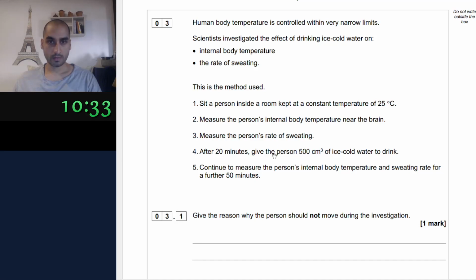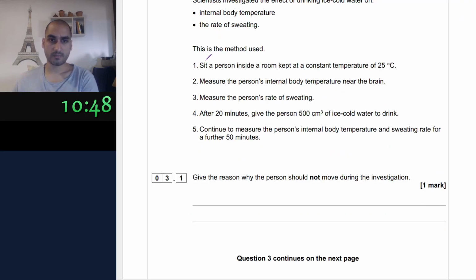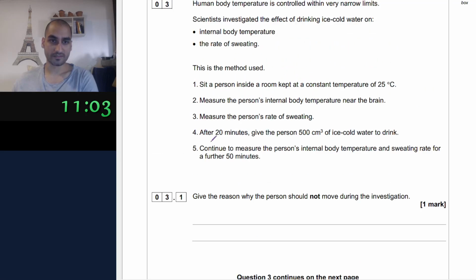Okay, human body temperature is controlled within very narrow limits. Scientists investigated the effect of drinking ice cold water on internal body temperature and the rate of sweating. This is the method used. Sit a person inside a room kept at a constant temperature of 25 degrees. Measure their internal body temperature near the brain? How do you do that? Do they just mean the mouth? Measure the person's rate of sweating. After 20 minutes, give the person 500 centimetres cubed of ice cold water to drink.